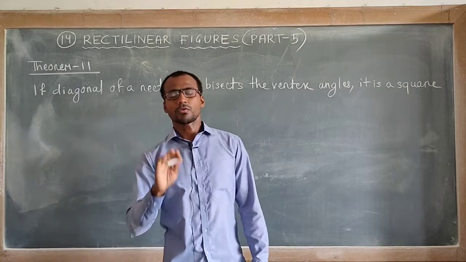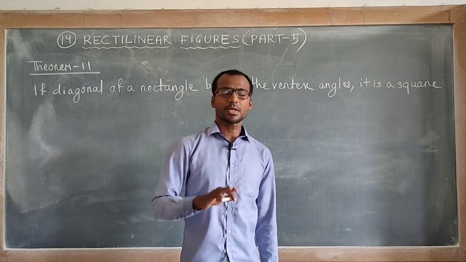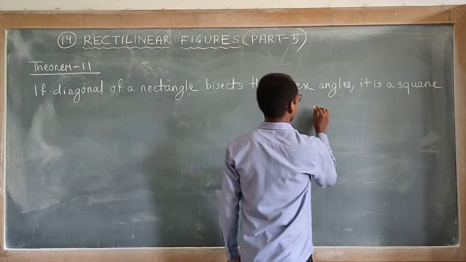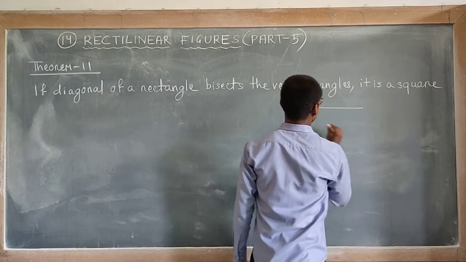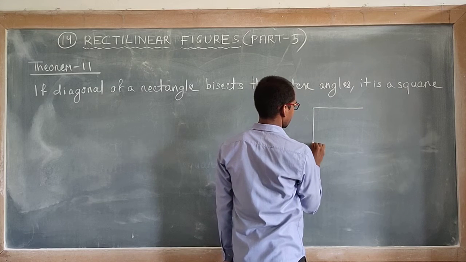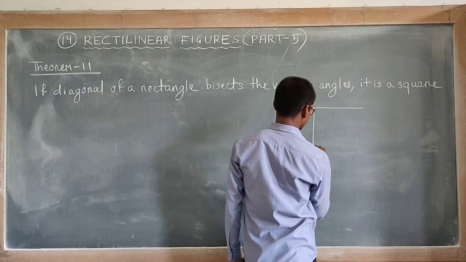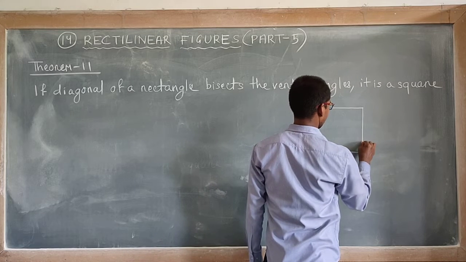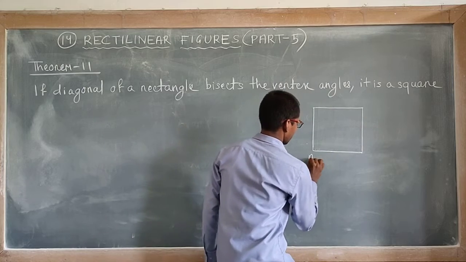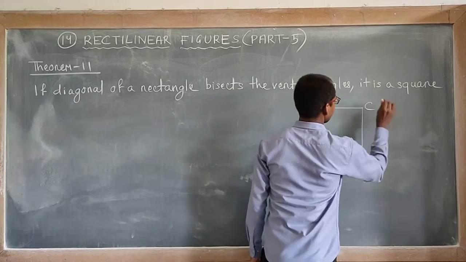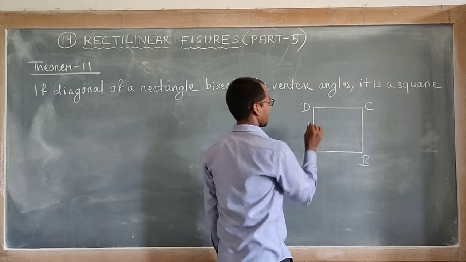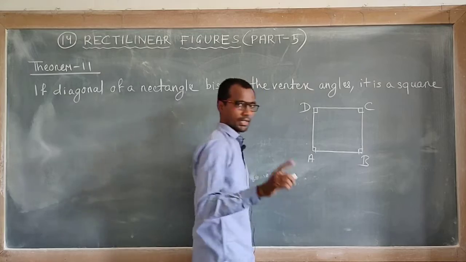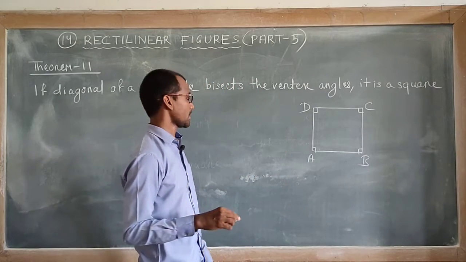In a rectangle, diagonals do not bisect the vertex angle. Okay, if they bisect vertex angle, then it is a square. We will prove this. Okay, so let us draw a rectangle so that its diagonal will bisect the vertex angle. This is A, B, C, D. It is already a rectangle, so we will give the right angle sign. All angles are 90 degrees.